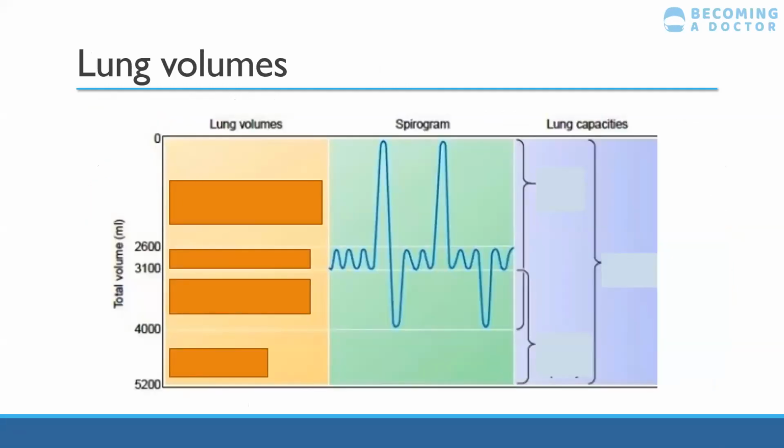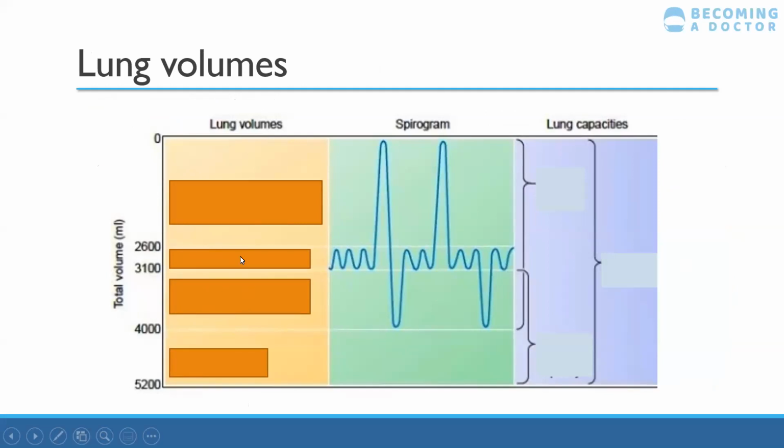So you also have different lung volumes in the lung. And these are measured using spirometry. As you can see, this middle picture here is a spirogram. It involves a closed circuit where you breathe into a spirometer and it just measures the different lung volumes.